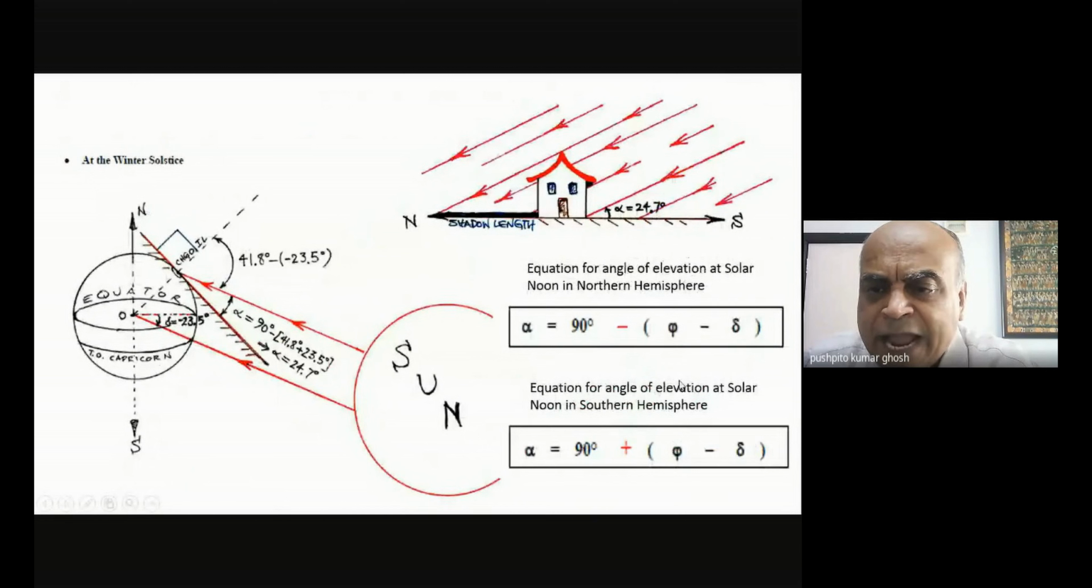So from there, I'll be able to get my delta. Latitude is fixed. Latitude doesn't change for a place. So I know that value, right? And I just take this, and I'll be able to calculate my alpha.